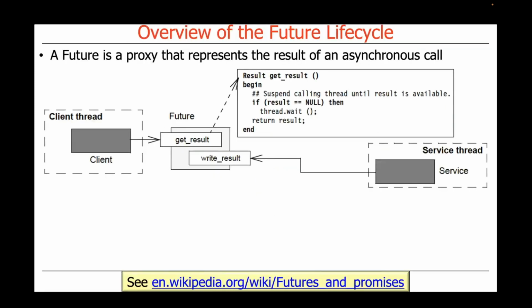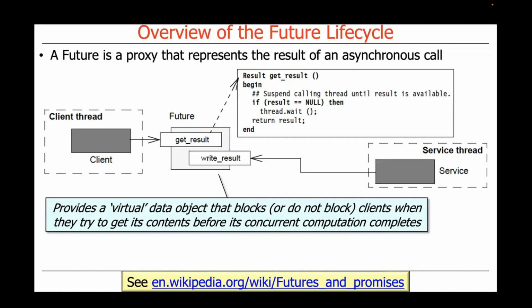If you recall our discussion before, a future is a proxy that represents the result of an asynchronous call. And so what it does is it gives you this virtual data object that the client thread, the caller, can either use to block or not block when it tries to get the contents of the computation before they finish running in the background. And we'll talk through this diagram. Basically, what's happening here is that a computation is invoked, typically using the active object pattern. The caller gets back a future, and then the computation runs in a service thread in the background, and then the client can decide how to get the results. And we'll talk about several different means of doing that in a moment.